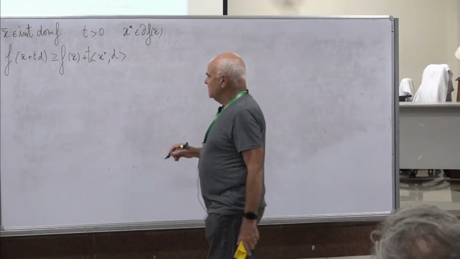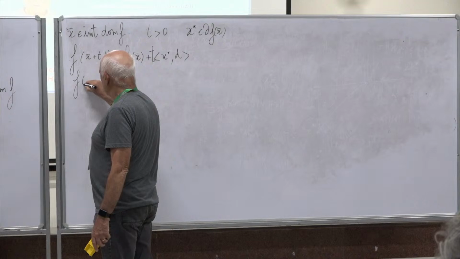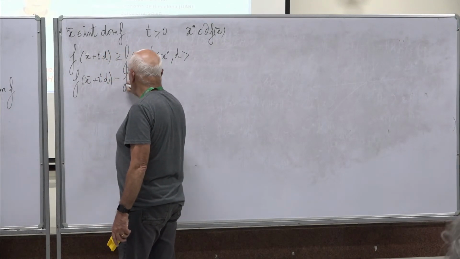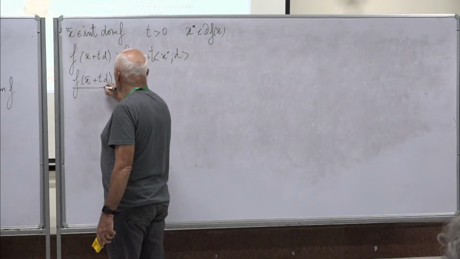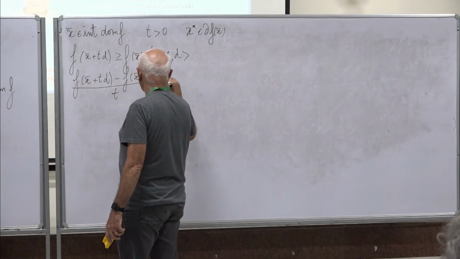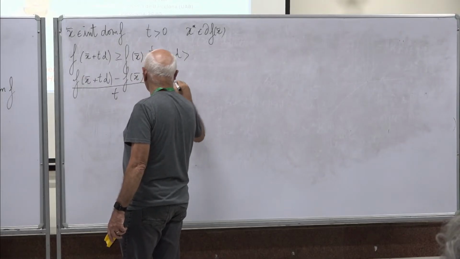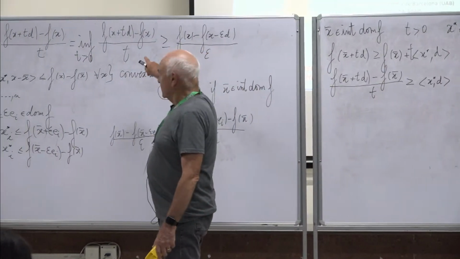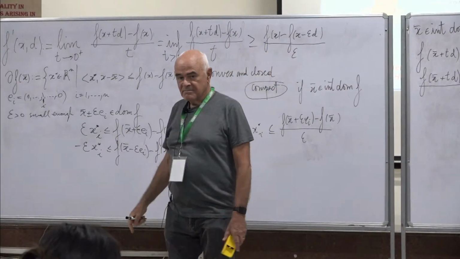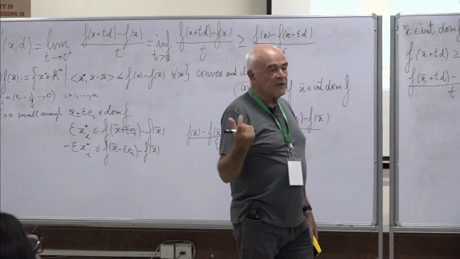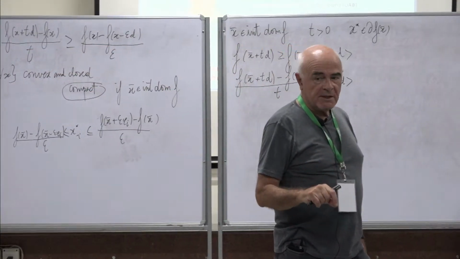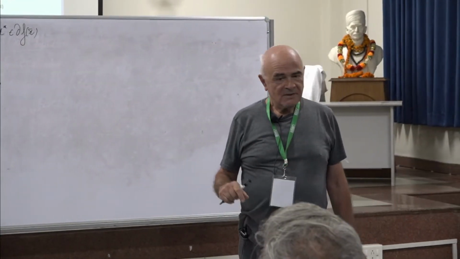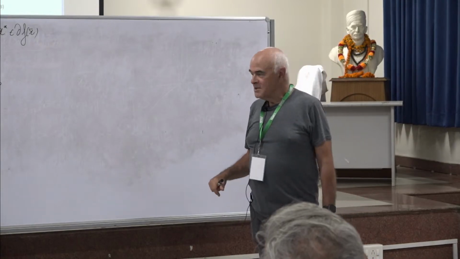This means that f of x bar plus TD minus f of x bar over T is greater than or equal to x star D. By the way, this should be an alternative way of proving that this infimum is finite, after we have proved the existence of a subgradient on the interior of the domain, which we did this morning. Okay, so now you have two proofs of the same fact.